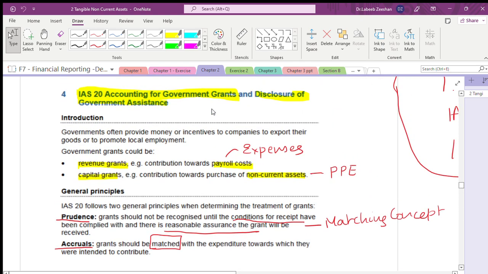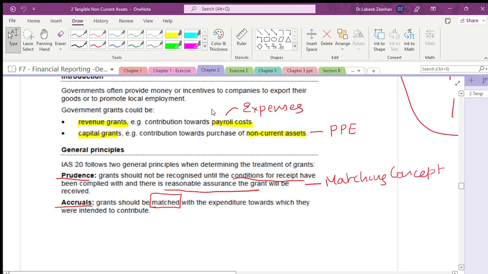What it says: government often provides money for this. There are revenue grants and capital grants. Grants should be matched with the expenditure. Grants will be matched with the expenditure towards which they are intended to contribute.